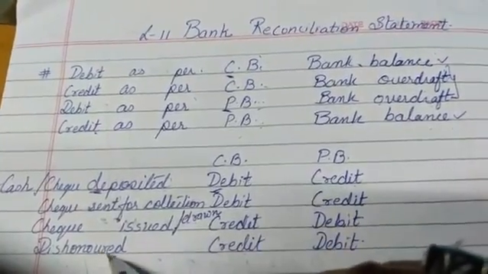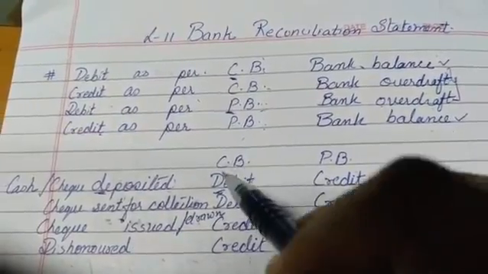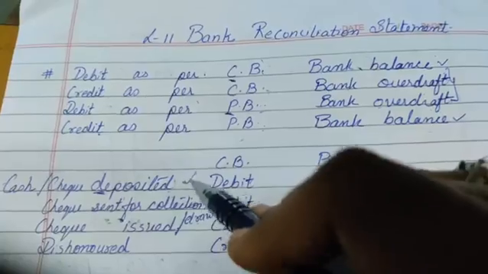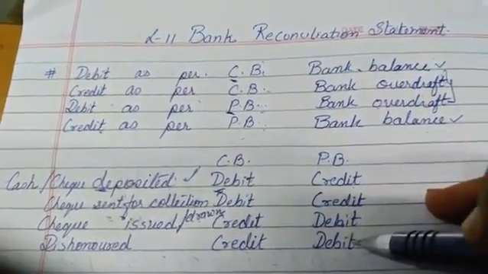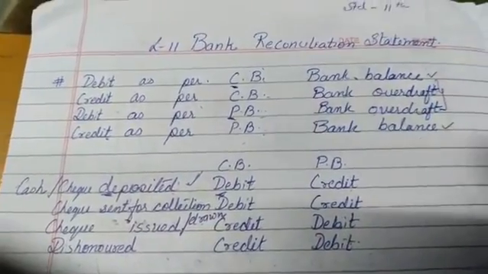And dishonored: for dishonored you will remember the opposite of deposited. So here it is debit, so here it will be credit. Here it is credit, so here it will be debit. So you have to remember these simple rules.